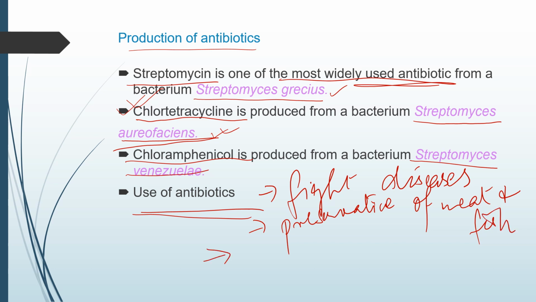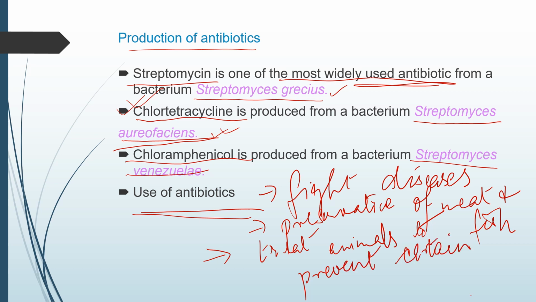Now we can also use antibiotics to treat animals from several infections, and to prevent certain infections. Whenever we are infected by any bacterial disease, doctors prescribe us antibiotics. So whether it is an eye infection, nose infection, ear infection or stomach infection, we are given doses of antibiotics for 5 to 7 days to treat the infection.